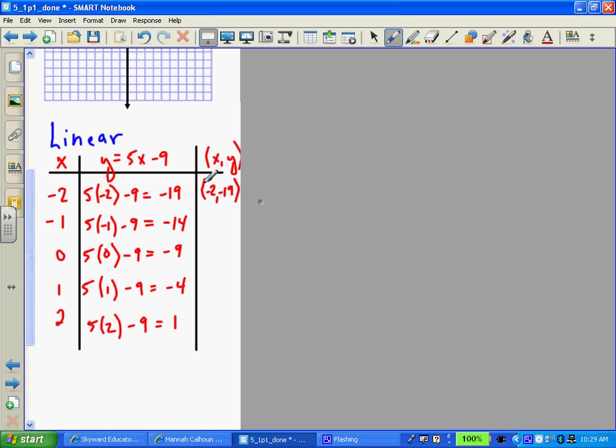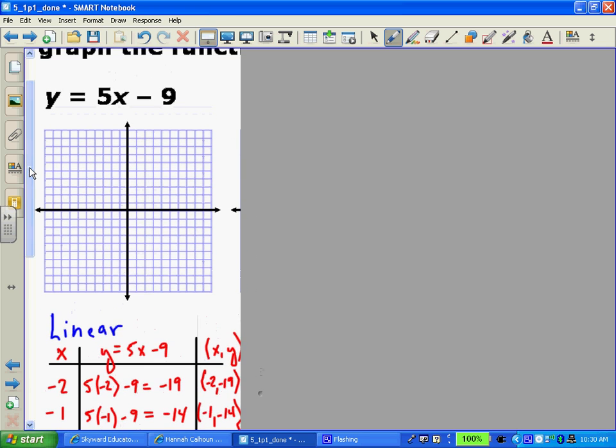So then my ordered pairs would be -2, -19, -1, -14, 0, -9, 1, -4, and 2, 1. And then what I'd do is I'd go back up here and graph these, and I'm going to count by 2's on the y-axis because they're so big.